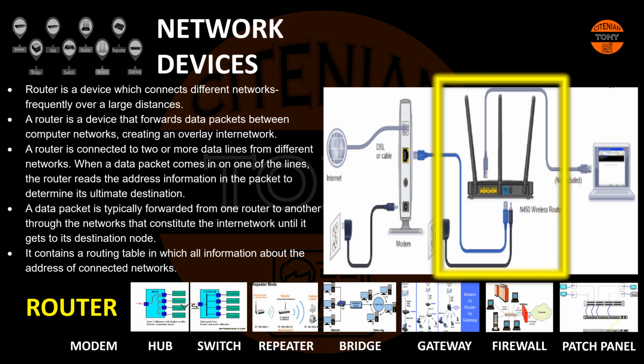A data packet is typically forwarded from one router to another through the networks that constitute the internetwork until it gets to its destination node. It contains a routing table in which all information about the addresses of connected networks is stored.